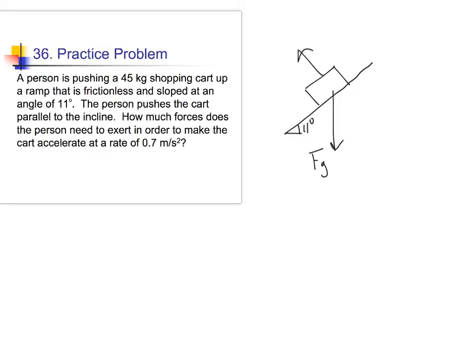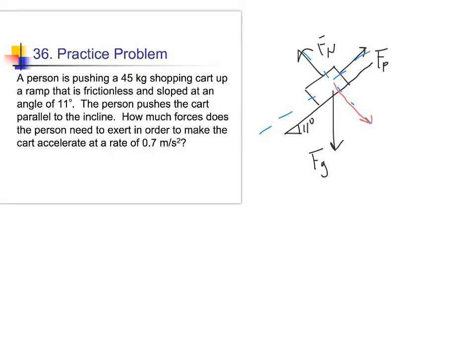We have our normal force acting perpendicular to our incline, and it says we're pushing this shopping cart up the incline. So we're going to have a pushing force going up the incline like that. Keeping in mind that our new x-axis looks like that and our y-axis looks like that, we're going to break it into our x and y components.